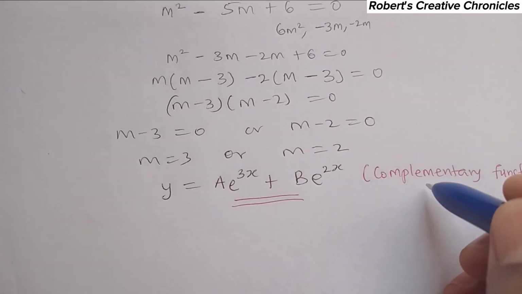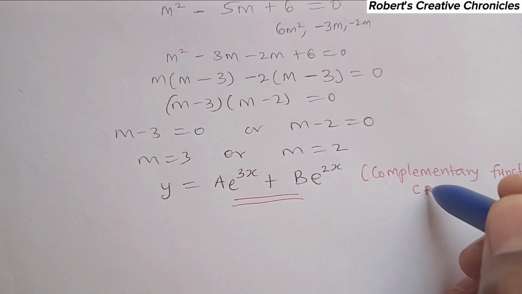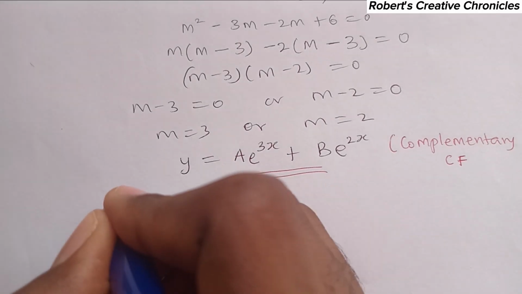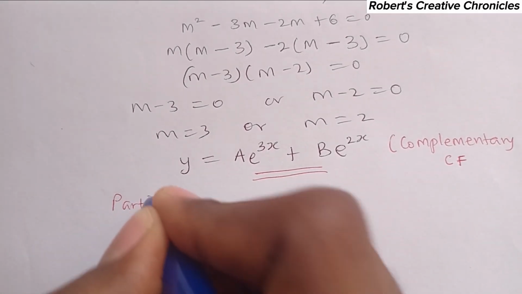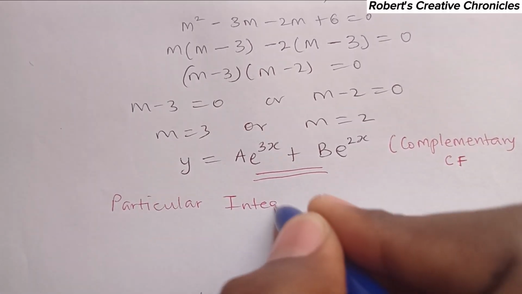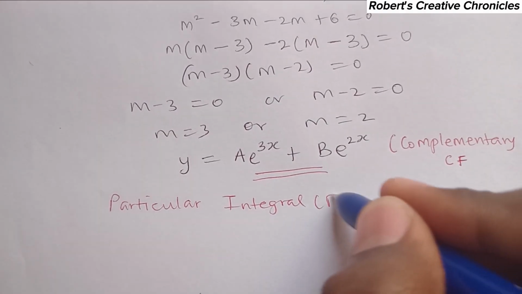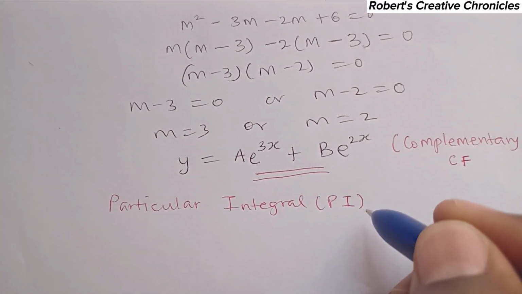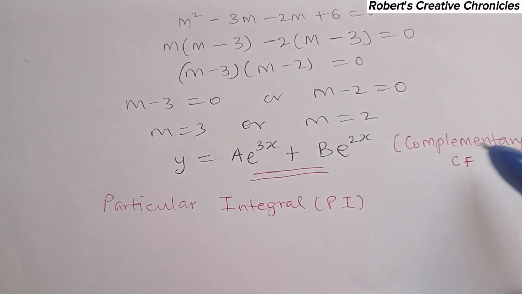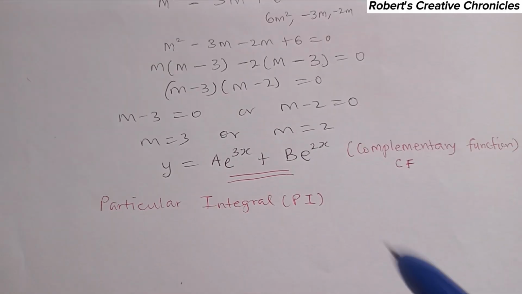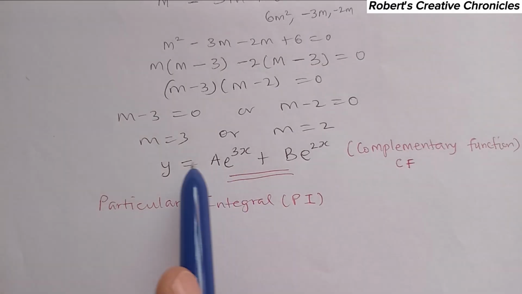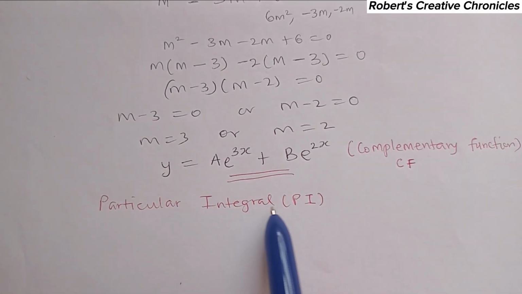I'll call it CF. So this is called CF. So now let's find the particular integral, that is the particular integral, I call it PI. So this is the complementary function, that is CF. Then now we want to find the particular integral, PI.